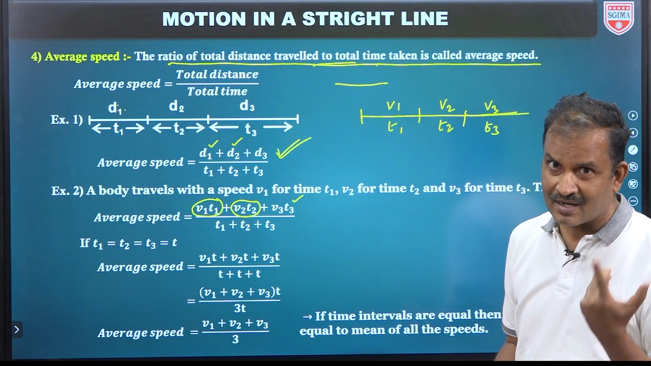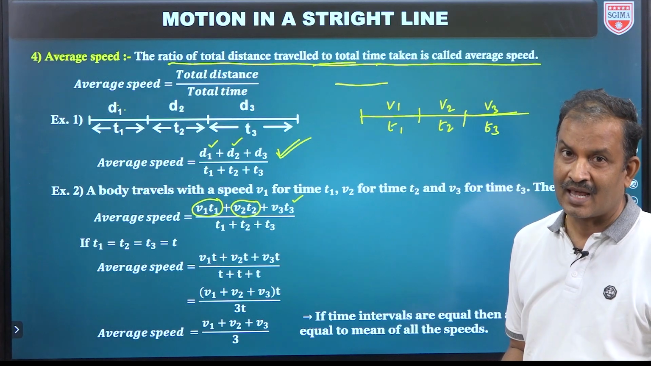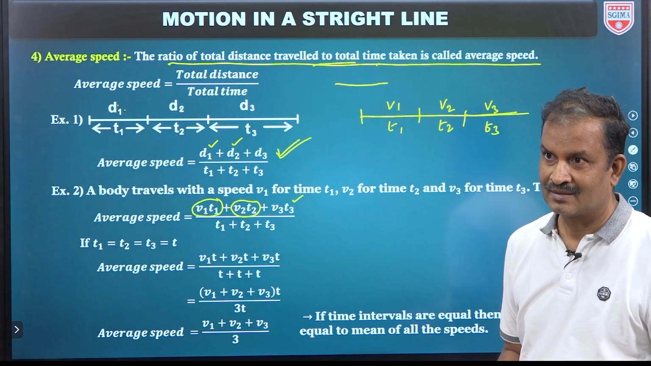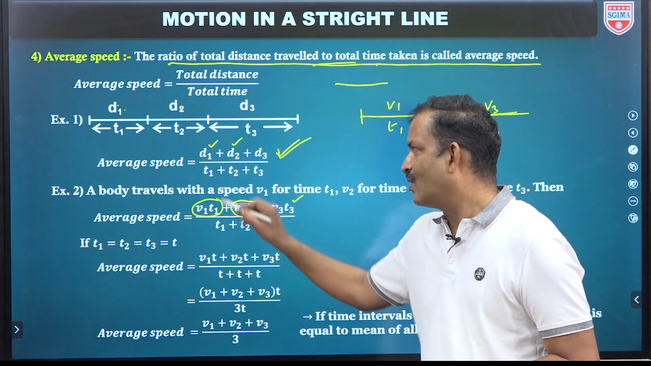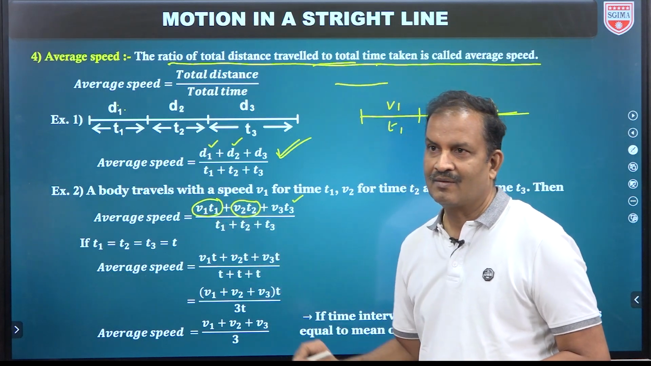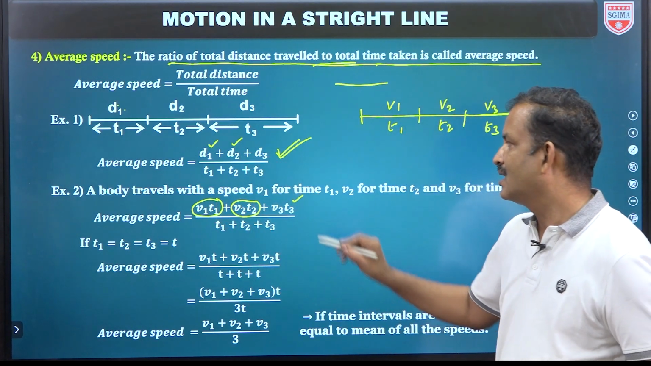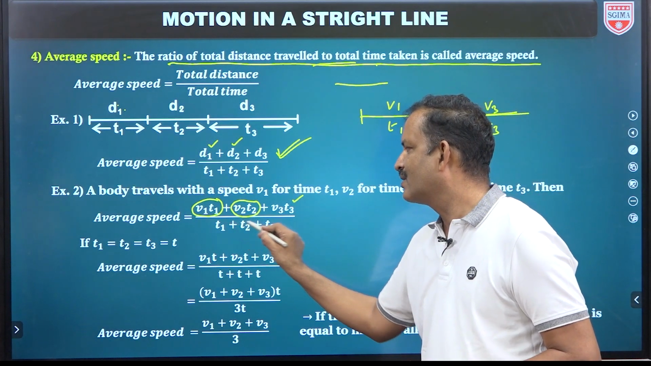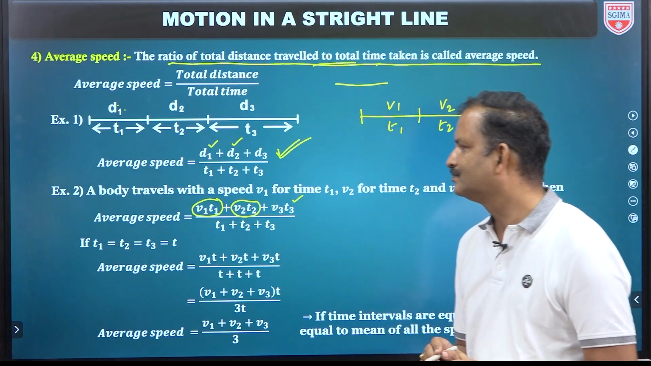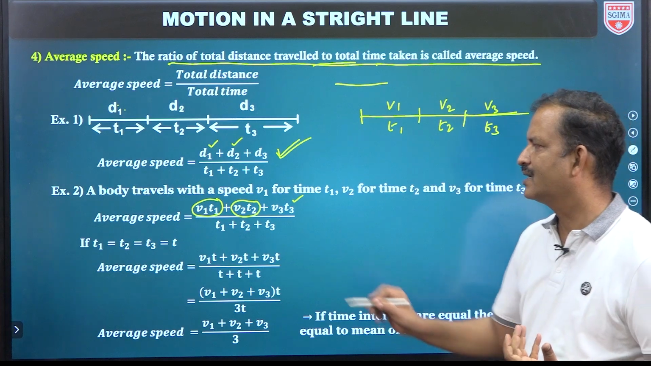But distances are not given. Time and speeds are given. Then what can you write? d1 is v1 t1, d2 is v2 t2, d3 is v3 t3, by t1 plus t2 plus t3. We are calculating distances here.